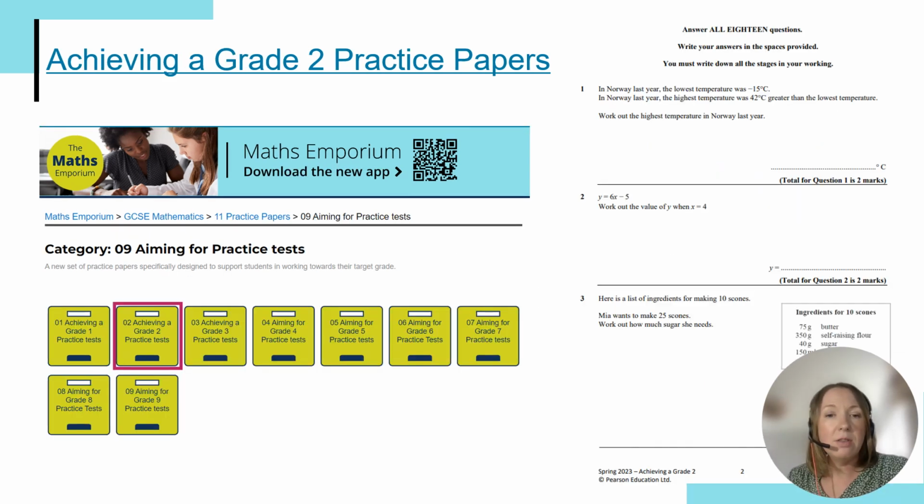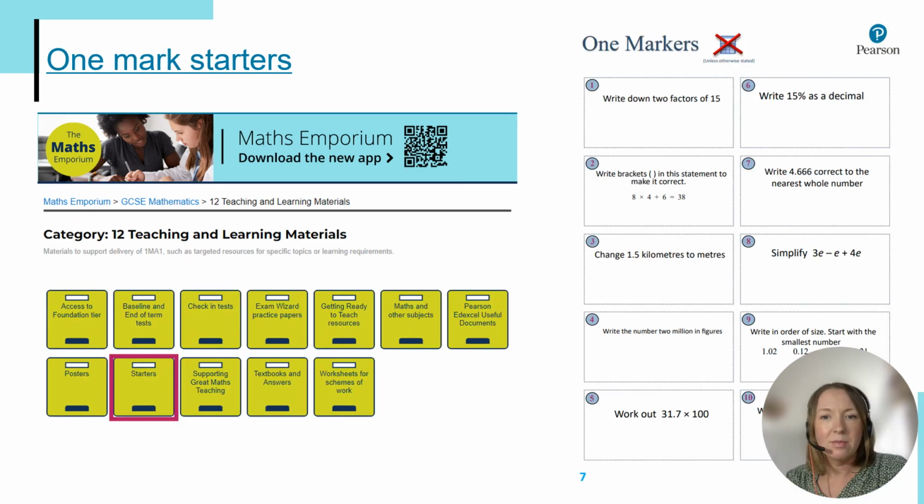Next up, we've got our Achieving a Grade 2 practice papers. There are two sets here, each set containing 3 papers of past papers from the real exams that have been successful for our grade 2 candidates. I'd also highly recommend our 1 mark starters as just perfect retrieval practice of all those key skills, particularly for students working in that grade 1 to grade 3 kind of working level.